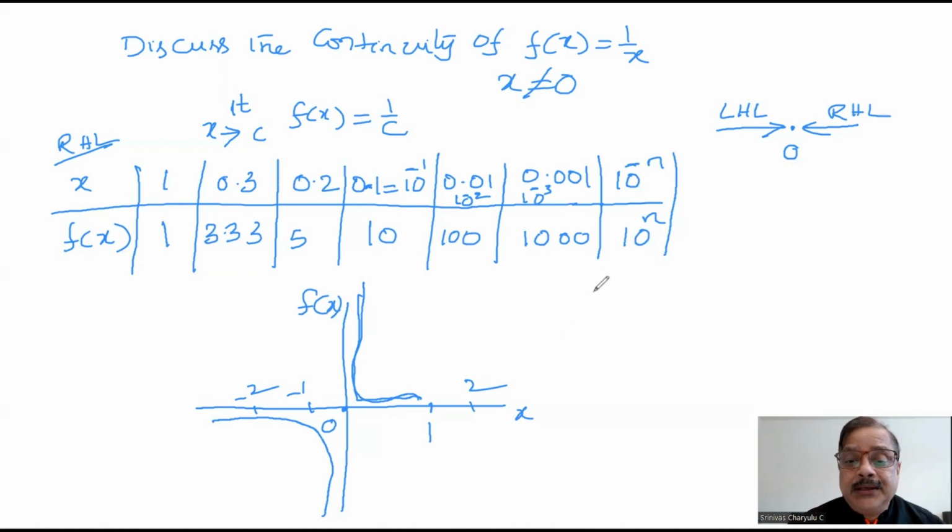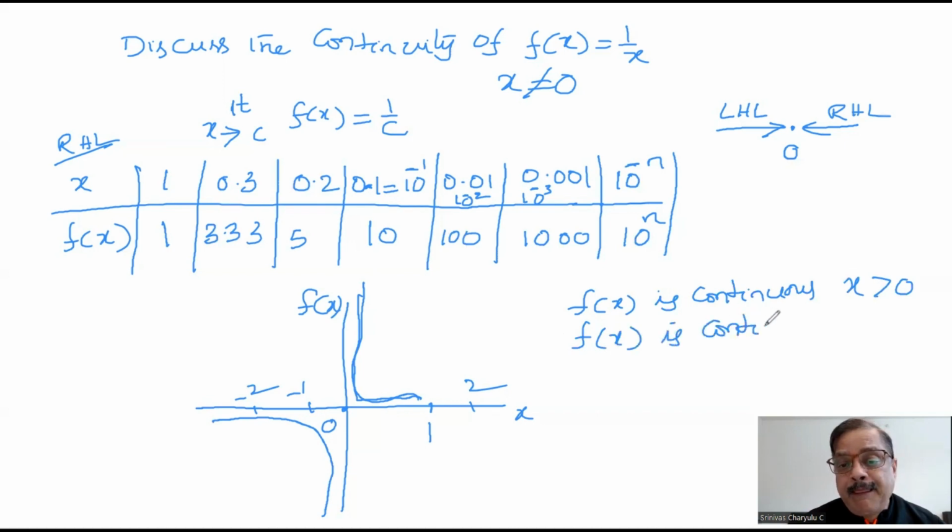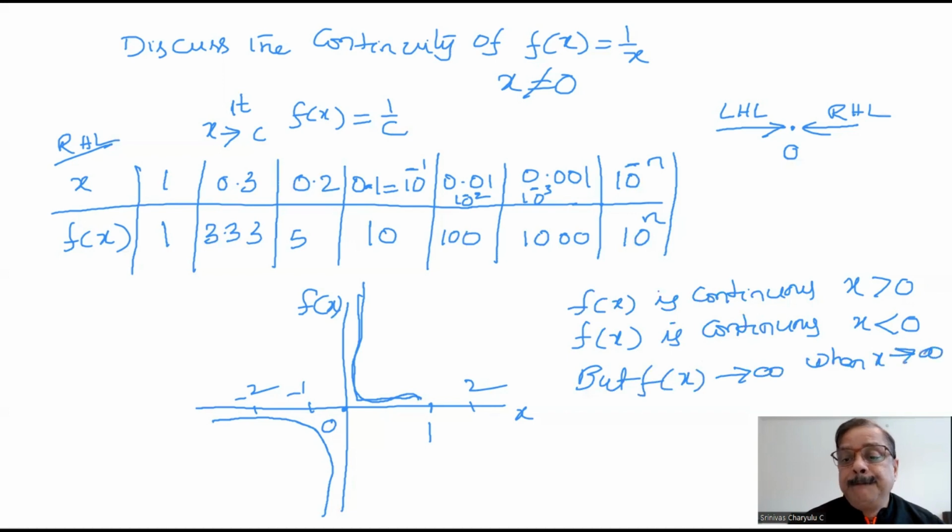So I will write here, f of x is continuous when x is greater than 0. F of x is continuous when x is less than 0, but tends to infinity when x tends to 0. So hope you understood this sum.